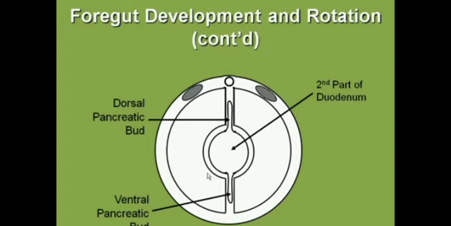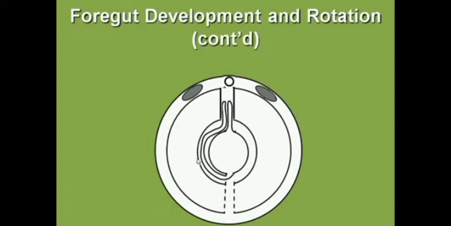So we will go from this picture to this picture, where the dorsal pancreas is still in the dorsal mesentery where it's always been. The ventral pancreas, which used to be in the ventral mesentery, has now migrated around, gotten to the dorsal side, and migrated into the dorsal mesentery, where it's now living side by side with the dorsal pancreas.